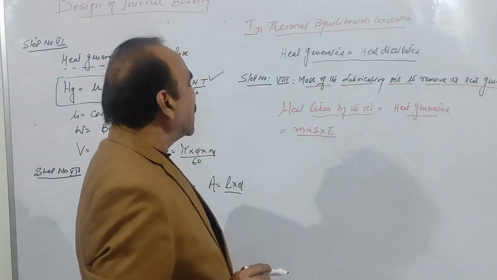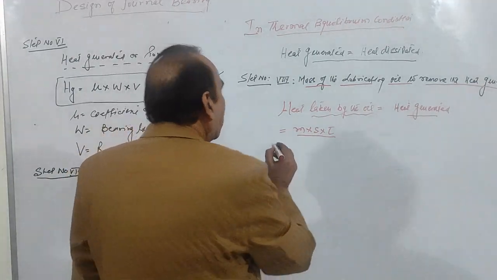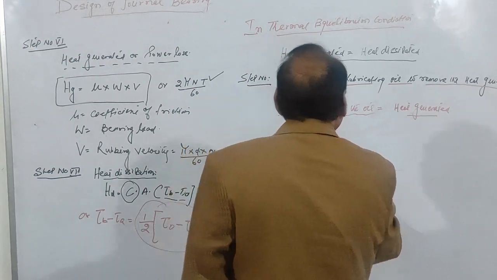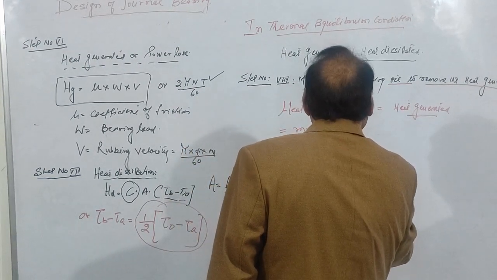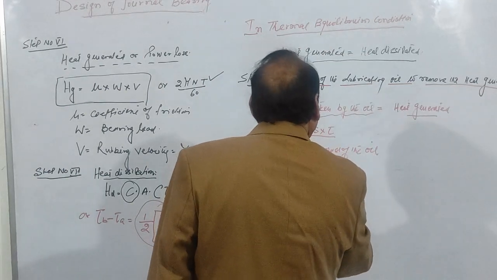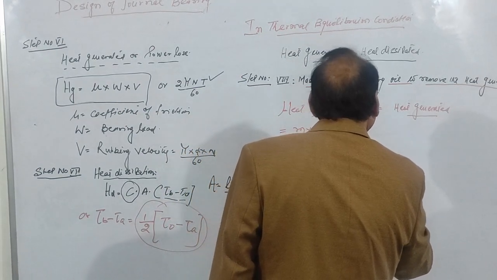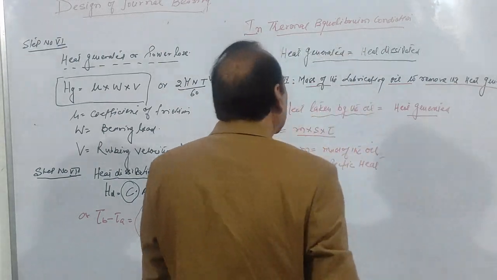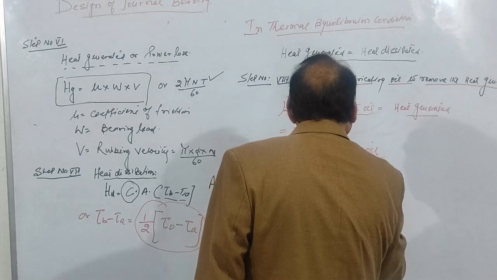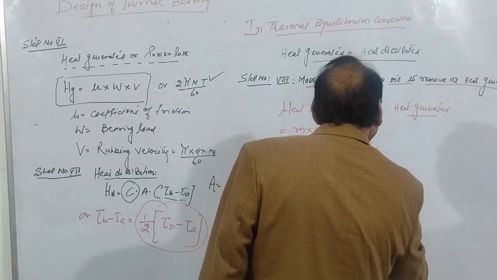Heat taken by the oil is equal to m into s into t, where m is the mass of the oil, s is the specific heat, and t is the temperature difference.